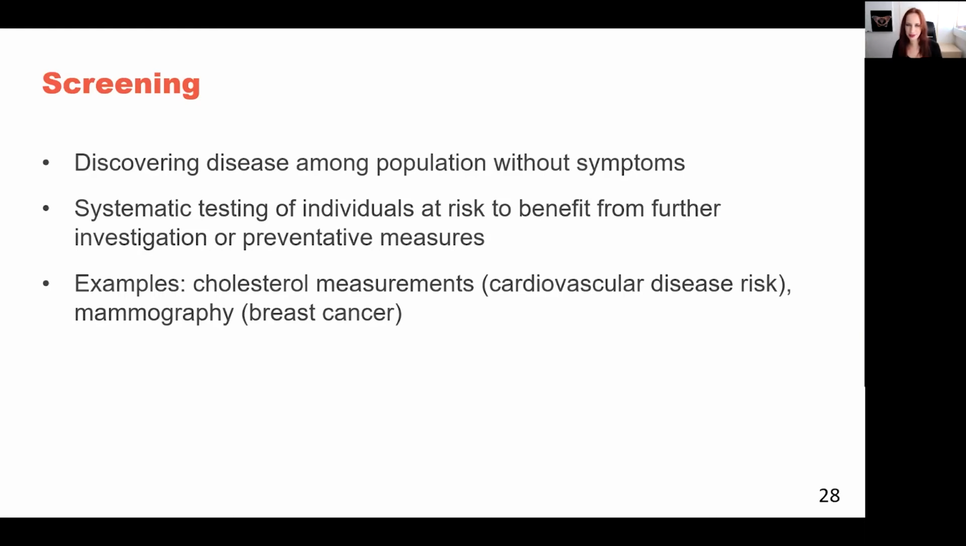And it's more of a systematic testing of individuals to benefit people in case they have increased risk and you don't know about it, or to detect disease. Examples of this are cholesterol measurements, because this can be an indicator for the risk of cardiovascular disease, and also mammography for early detection of breast cancer.